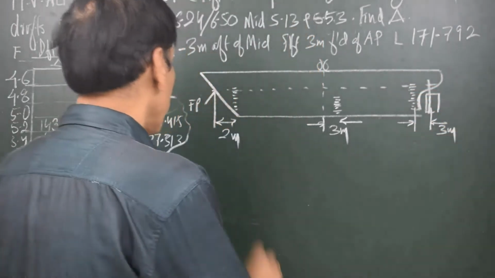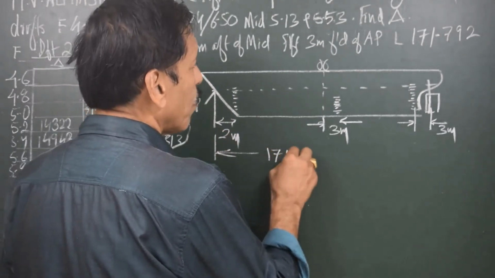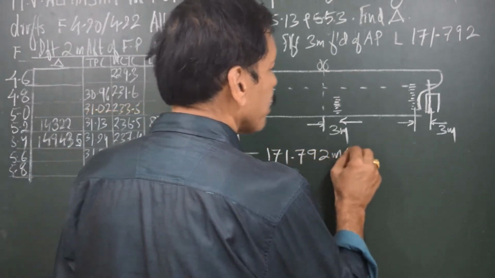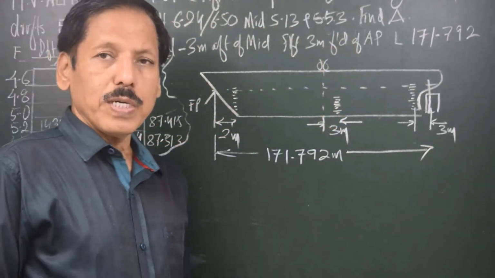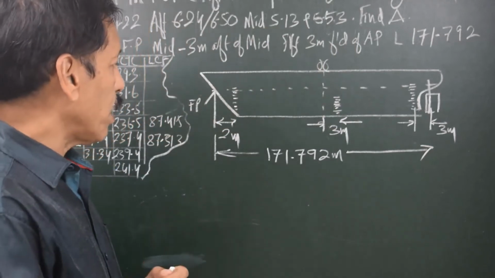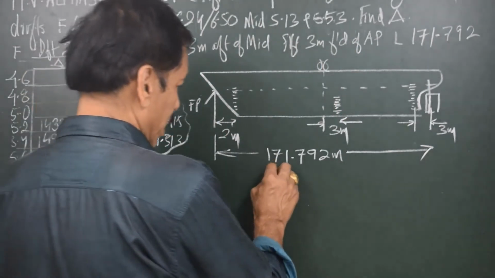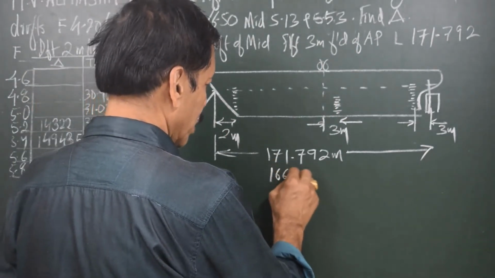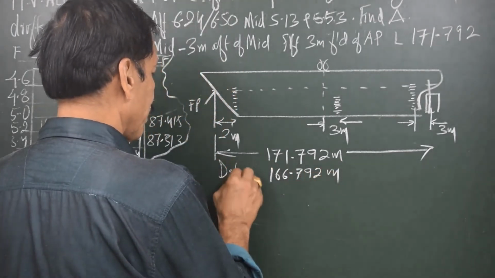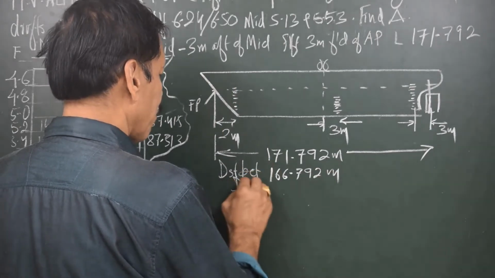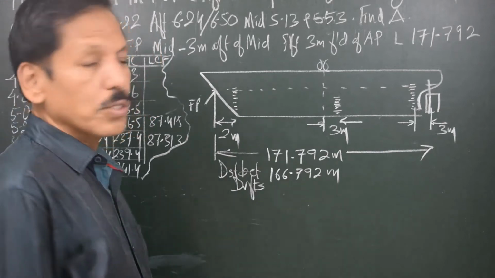And if you see the total distance from the fore perpendicular to the aft perpendicular, it is 171.792 meters. So if I ask you what is the distance between the drafts, you would say 171.792 minus 5 meters, so 166.792 meters is the distance between the drafts.